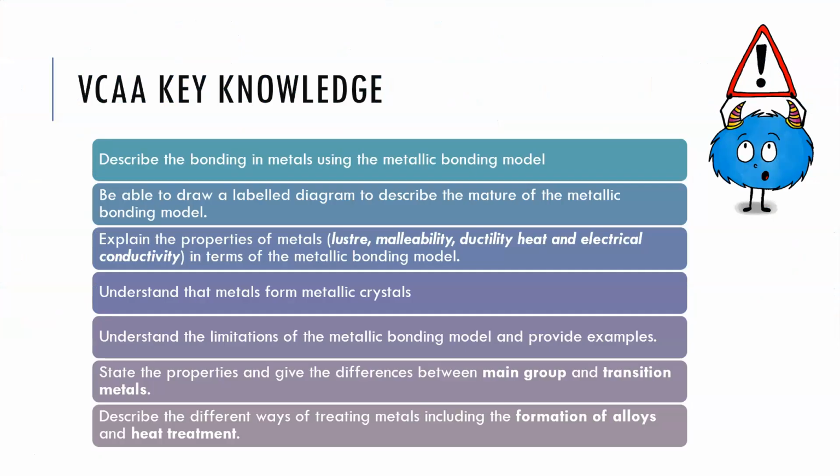This is the key knowledge that we need to know for this unit. In this first video, we're going to deal with just the first 2 points here, which is to describe the bonding in metals using the metallic bonding model, and to be able to draw a labeled diagram to describe the nature of the metallic bonding model. So then from there, we will move on to the properties of metals that arise due to this model. This may seem familiar. It is actually not that much of an extension beyond what you would have already done in your middle years and year 10 science courses. So let's get cracking.